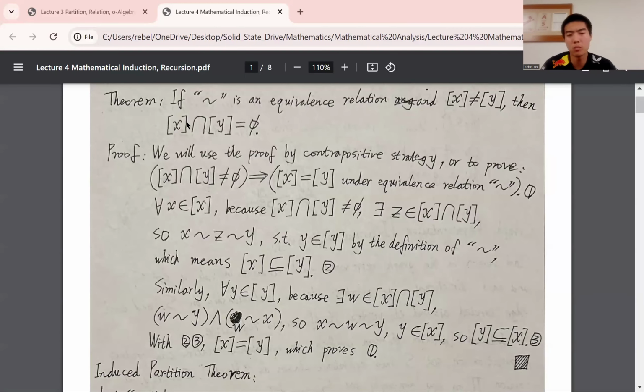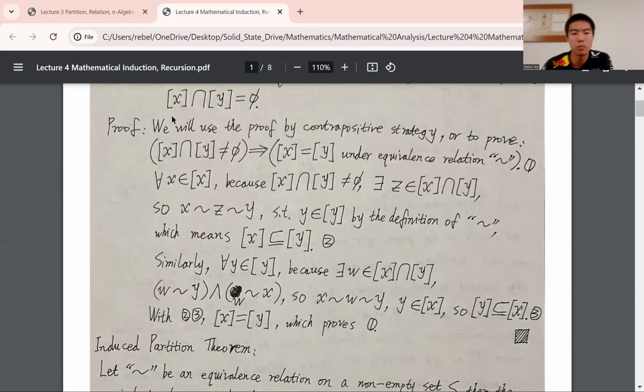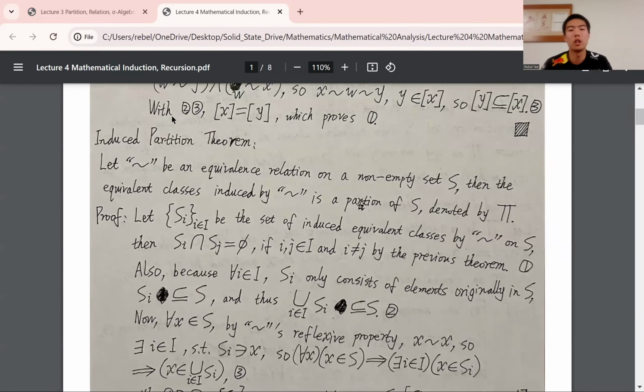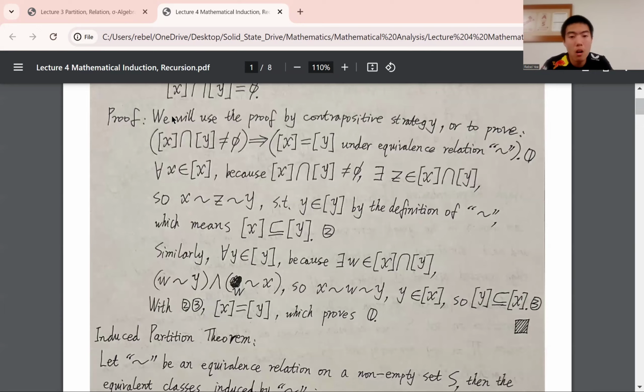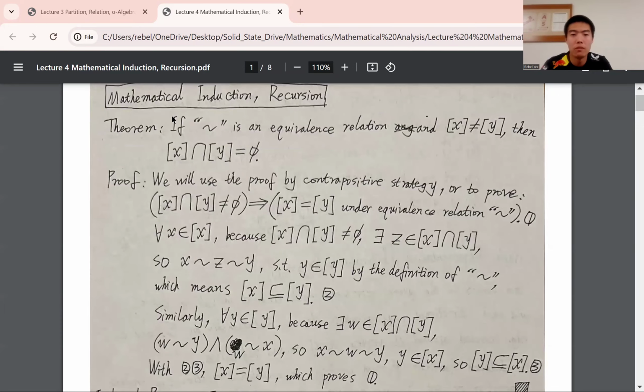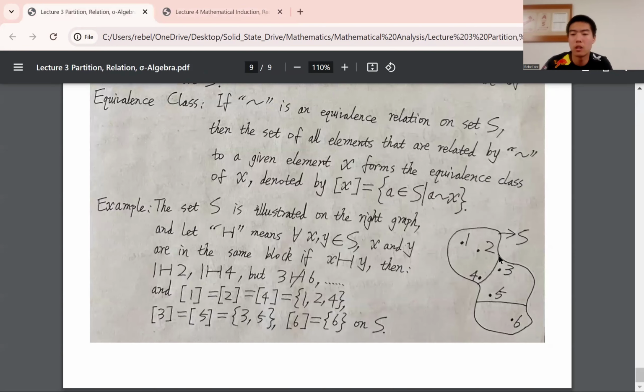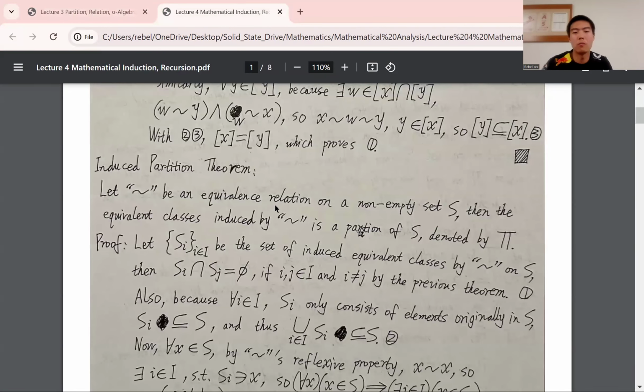We might call this a lemma because we use this theorem to prove the next important theorem, which is called the induced partition theorem. As you can see, the definition of the equivalence class is very similar to the partition, because the equivalence class is just a partition of set S. The induced partition theorem says that for any equivalence relation on a non-empty set S, the equivalence classes induced by the equivalence relation form a partition of S, and we can denote it by its notation.